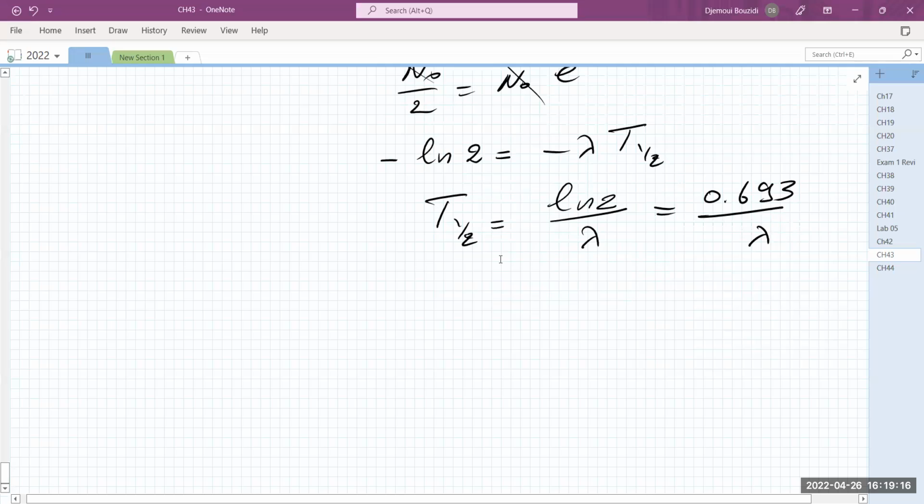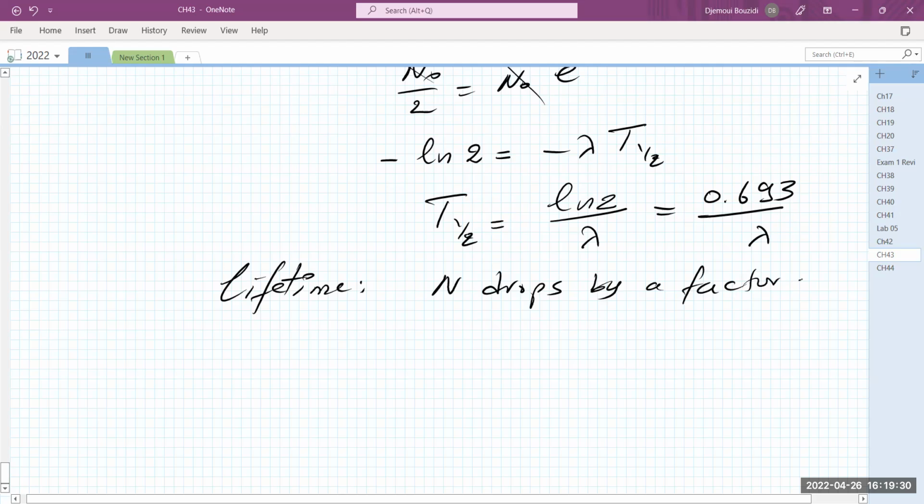So this is T1/2. Another term that is used is called the lifetime. That is when N drops by a factor of e, 2.71, to about 1/3. Meaning N at the end is equal to N naught over e. So I'm left with almost 1/3 of it. That will happen at T equal to T mean, I think they call it. So it's N naught times exponential of negative lambda times T mean.